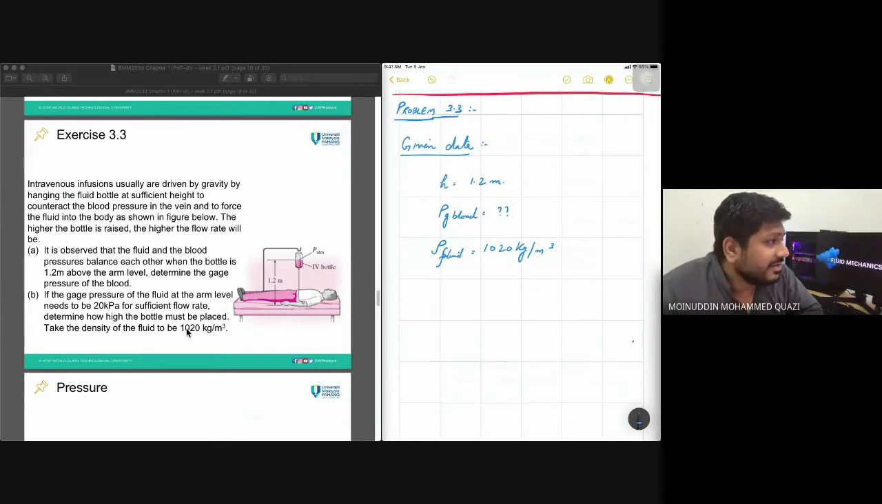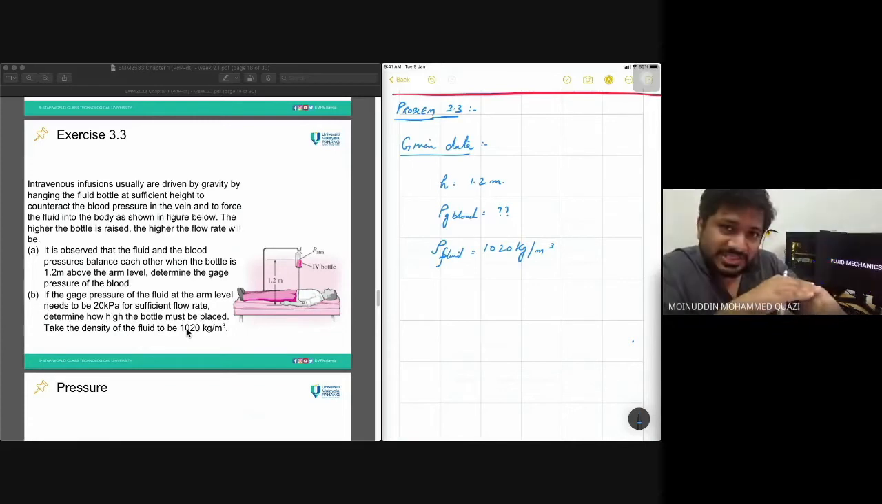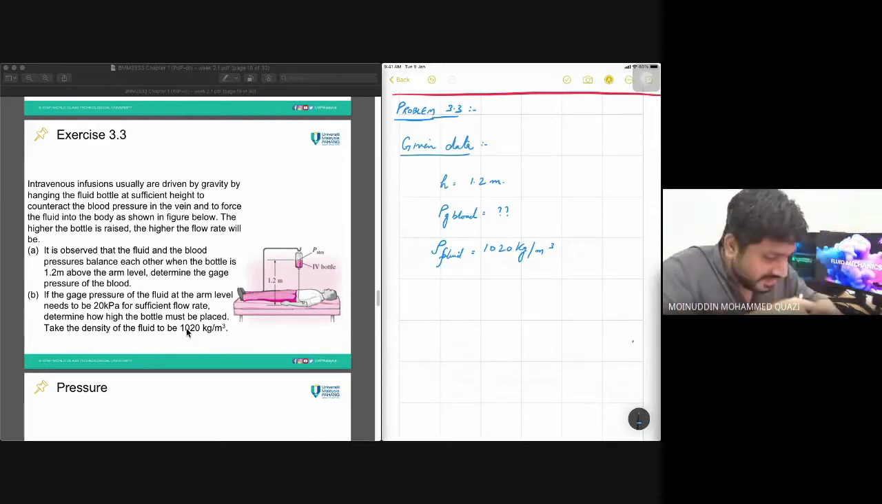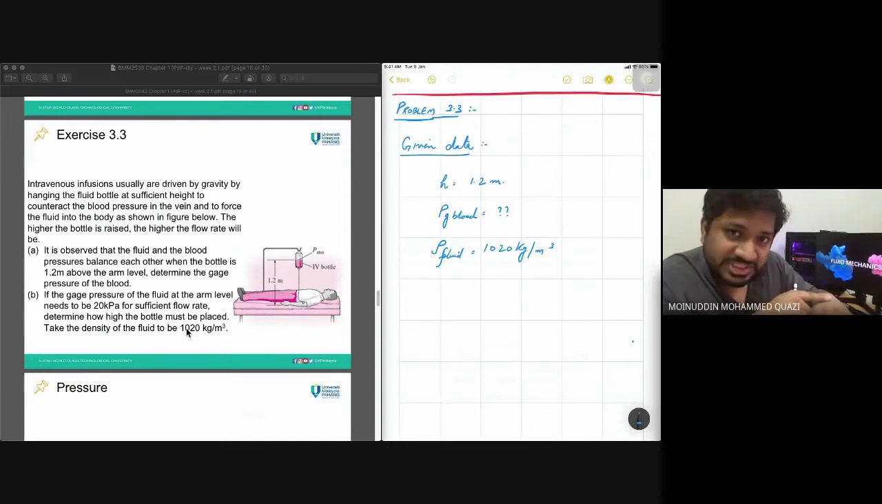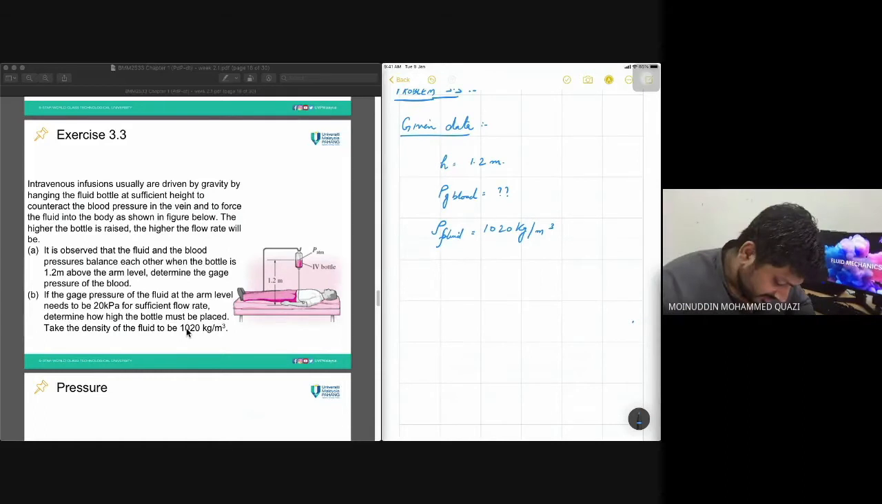Now they are saying determine the gauge pressure of the blood. At this point, when we put the injection, the pressure of the blood and the pressure of the drip are both equal. So the blood is not coming out, and the intravenous fluid is not going in. It is an exact balance. So at this point, what is the gauge pressure? When the blood pressure and the intravenous pressure are equal, pressure of blood is equal to pressure of intravenous fluid. So I will write condition number 1: pressure of intravenous fluid, P_IV, is equal to pressure of blood.